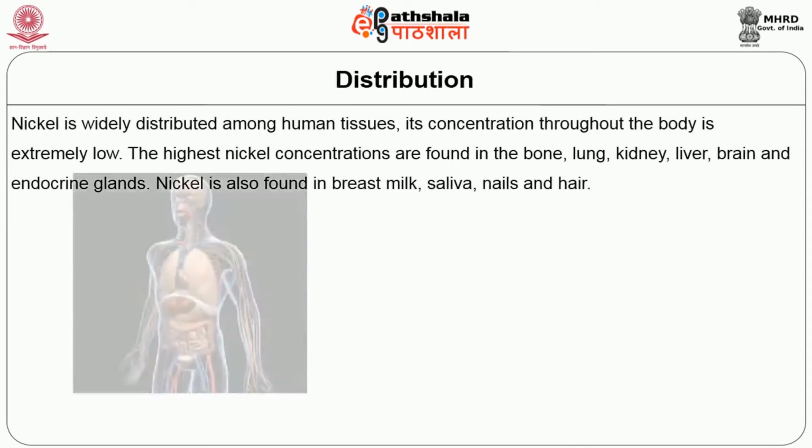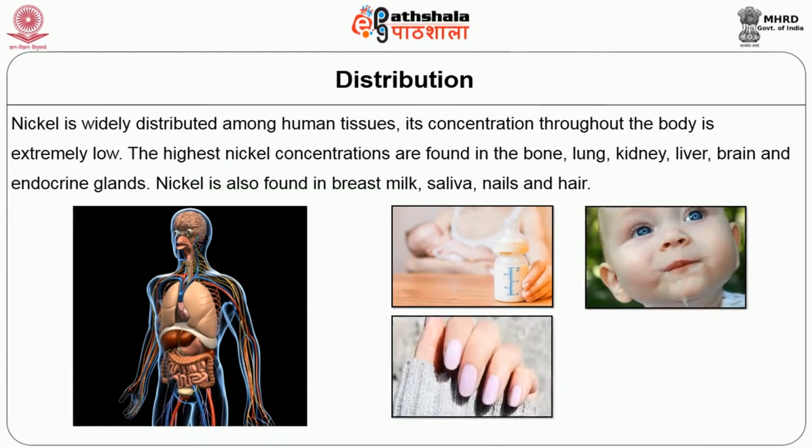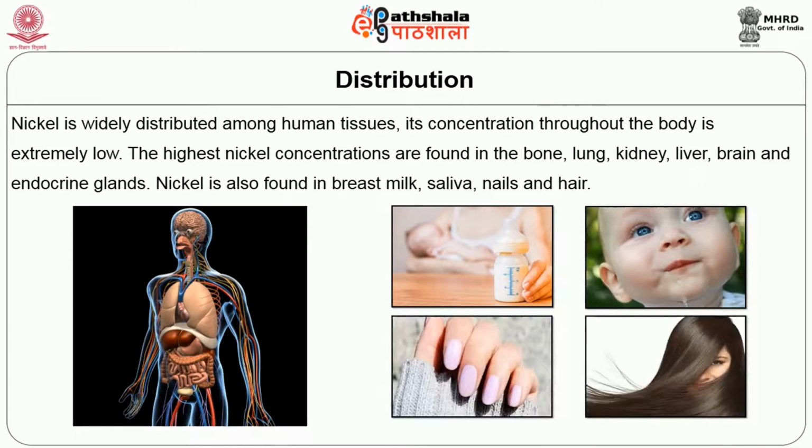Distribution. Nickel is widely distributed among human tissues. Its concentration throughout the body is extremely low. The highest nickel concentrations are found in the bone, lung, kidney, liver, brain and endocrine glands. Nickel is also found in breast milk, saliva, nails and hair.